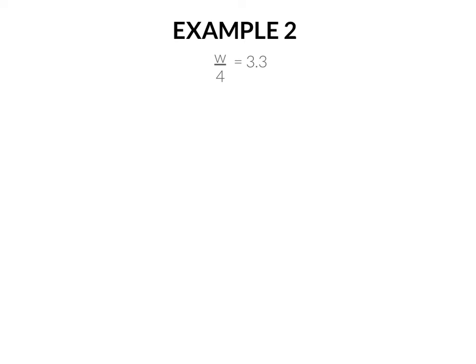Here's our second example. Some number divided by 4 is 3.3. So what's my inverse operation for division? Well, to undo division, I have to multiply. So what I do is I have the w divided by 4 equaling 3.3. To undo that divide by 4, to use my inverse operation, I'm going to multiply by 4. And remember, if I multiply by 4 on one side, I have to do the same thing to the other side. And when I say the other side, I'm talking about the other side of that equal sign.